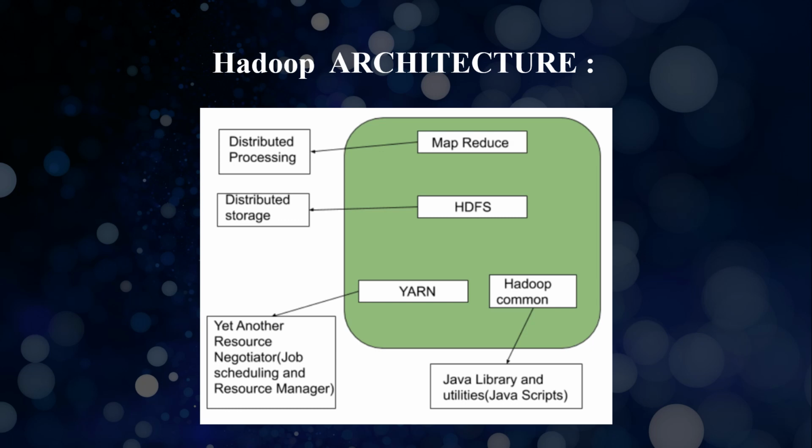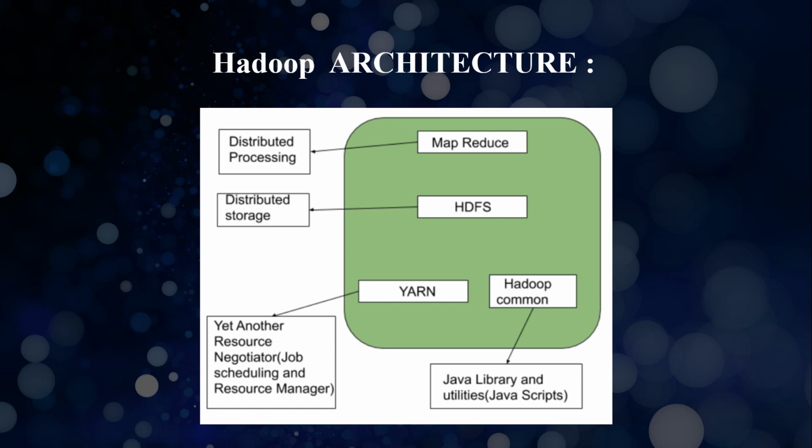MapReduce. MapReduce is a parallel programming model for writing distributed applications devised at Google for efficient processing of large amounts of data, multi-terabyte datasets, on large clusters, thousands of nodes of commodity hardware, in a reliable, fault-tolerant manner. The MapReduce program runs on Hadoop, which is an Apache open source framework.